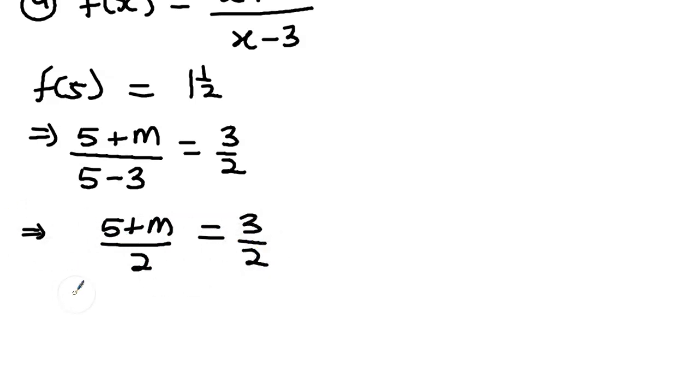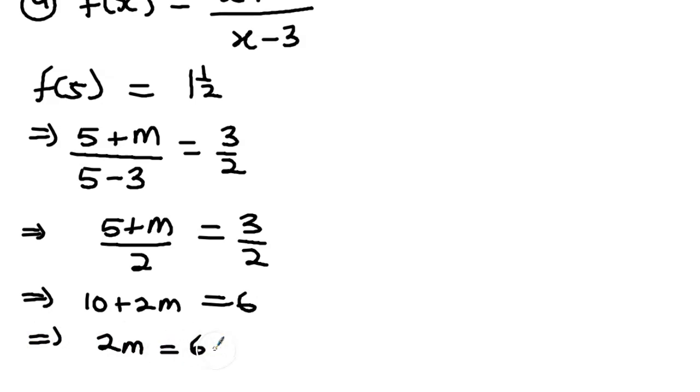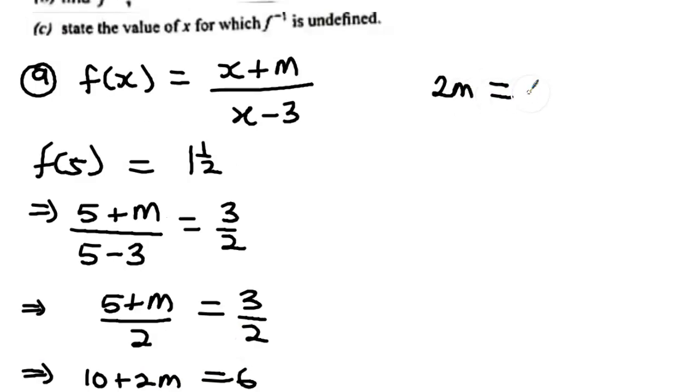So let's cross multiply. When you cross multiply, we have 10 plus 2m is equal to 6. Which implies that 2m will be equal to 6 minus 10, 2m will be equal to minus 4. Divide both sides by 2, m is equal to minus 2. That is the first part. Let's look at the second part.